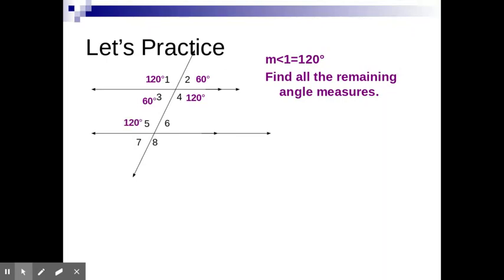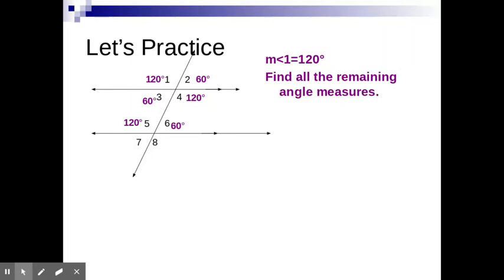All right, if we look at number 5, 120, well, how would we get 120 for that? You could say 1 and 5 are corresponding, so they have to be equal. Or you could say 4 and 5 are alternate interior, so they have to be equal. Or you could say 3 and 5 are same side interior, so they have to add up to 180. So there's lots of different ways that you can get that.